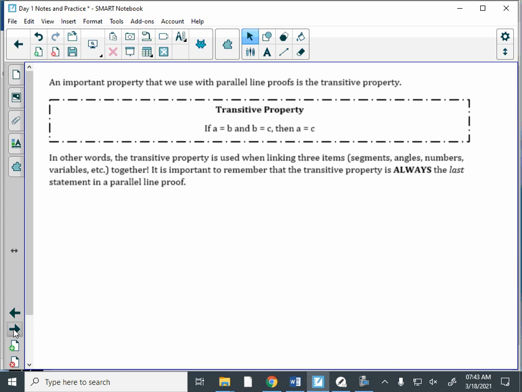Another way to think of the transitive property is using a sports analogy. If Hayes beat Buckeye Valley, and Buckeye Valley beat Olentangy, what would the logic be? Well, then Hayes would beat Olentangy, right? Have you heard that in sports? That's kind of what the transitive property is, just linking three things together. Okay?